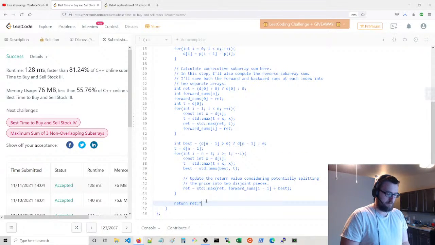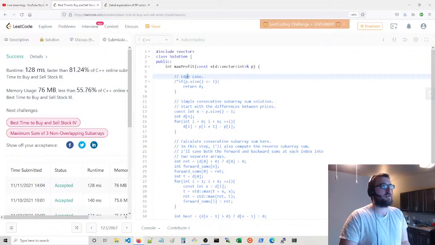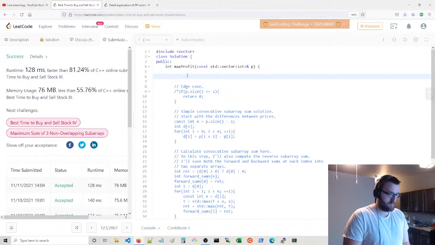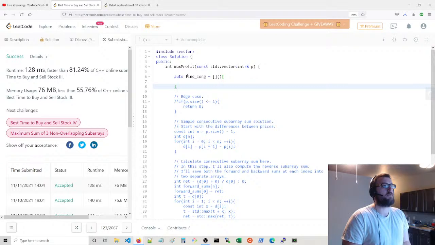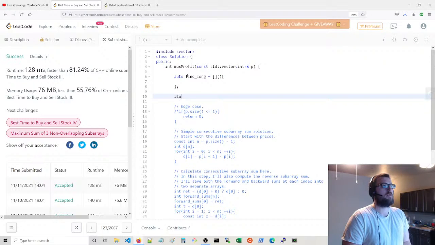is you can write find long. We're going to write a subroutine that finds a long position and also a subroutine that finds a short position. And I'll explain what these do in a moment.